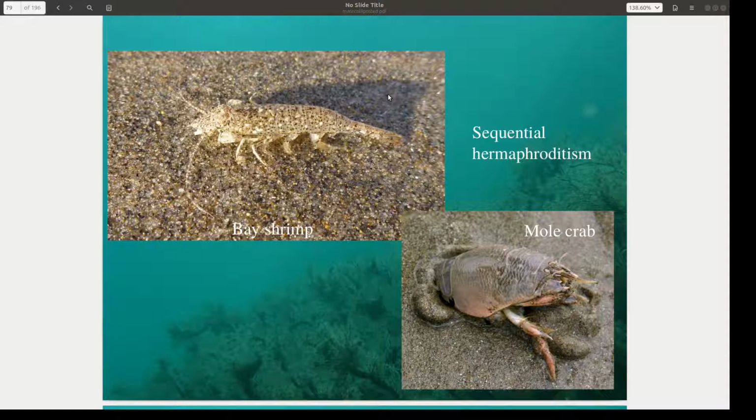And there are lots of examples of both sequential and simultaneous hermaphroditism in invertebrates. Crustaceans go through a molt where they exchange their exoskeleton with a new one as they get bigger, and sometimes in that molt, they'll change from one sex into the other when they come out of the molt. So both of these species that I've pictured here, the bay shrimp and the mole crab, start out as males, and then when they get a certain size, they go through the molt and they come out of the molt as females when they're big enough.